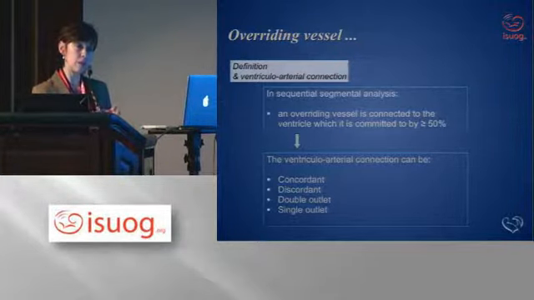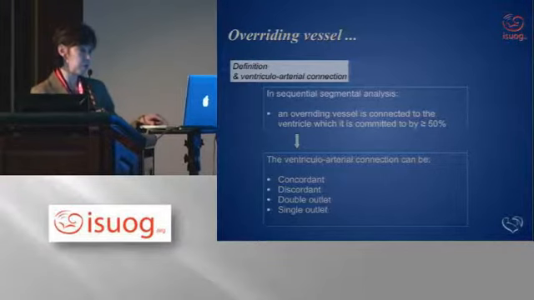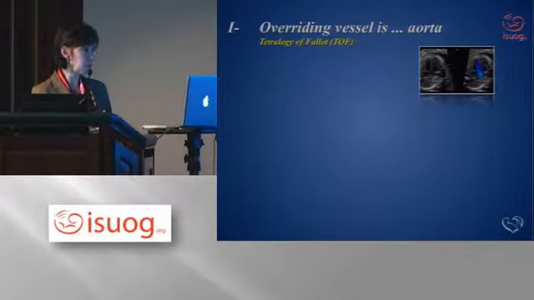That's the normal. So that overriding vessel is probably the aorta and is connected to the left ventricle, and you have a pulmonary artery coming off the right ventricle. It can be discordant, which is in transposition. It can be the two vessels primarily from one ventricle, and it can just be one vessel overriding, which would then be a single outlet.